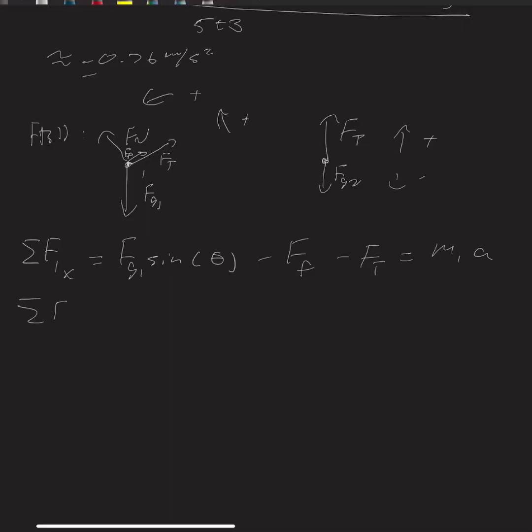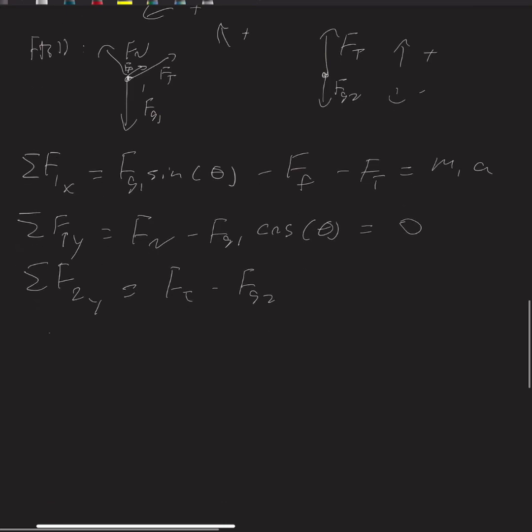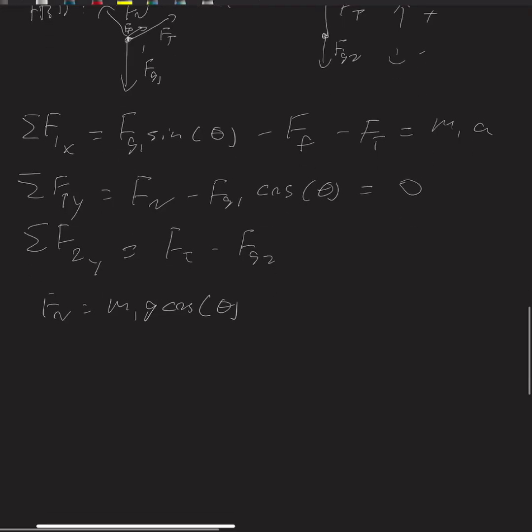In the y direction, the sum of forces is equal to Fn minus Fg1 cosine theta, which is equal to 0. Sum of forces on the second object in the y direction is equal to force of tension minus force of gravity 2. Now let's solve for the Fn. Fn is equal to m1g cosine theta. That is the second equation.